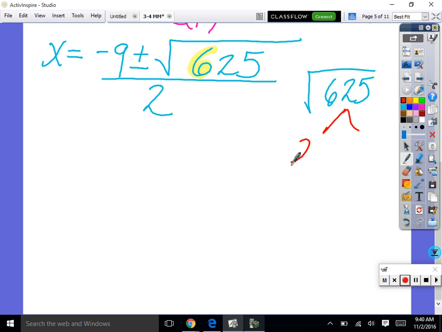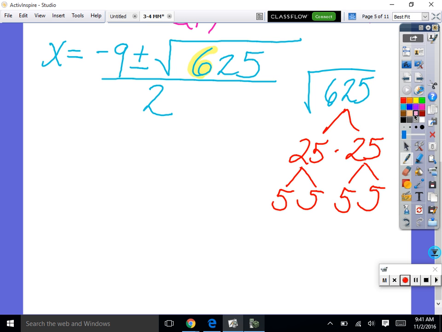Okay, so we have 25 times 25. 25 breaks down into 5 and 5. We're pulling out groups of 2. So when we pull out a 5 and a 5, 25 isn't there anymore, and then left underneath is nothing. So the radical went away. Does everybody understand?